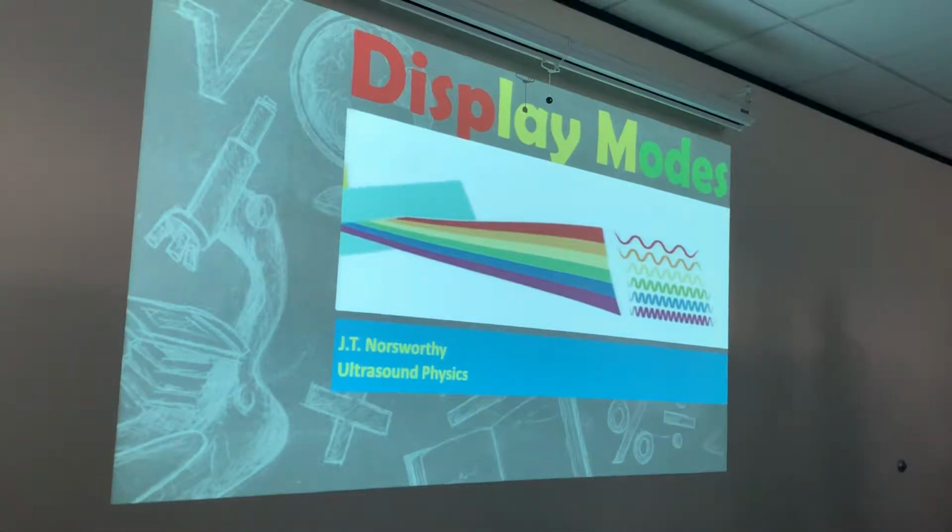Display modes, guys. There are 3 types of display modes. Remember, I like to break everything down in the simplest form. 3 types of display modes: A, B, and M modes. Okay. Amplitude, brightness, motion modes. You use 2 of these. We don't use amplitude anymore. It's obsolete. But you all use brightness mode and you all use M mode.